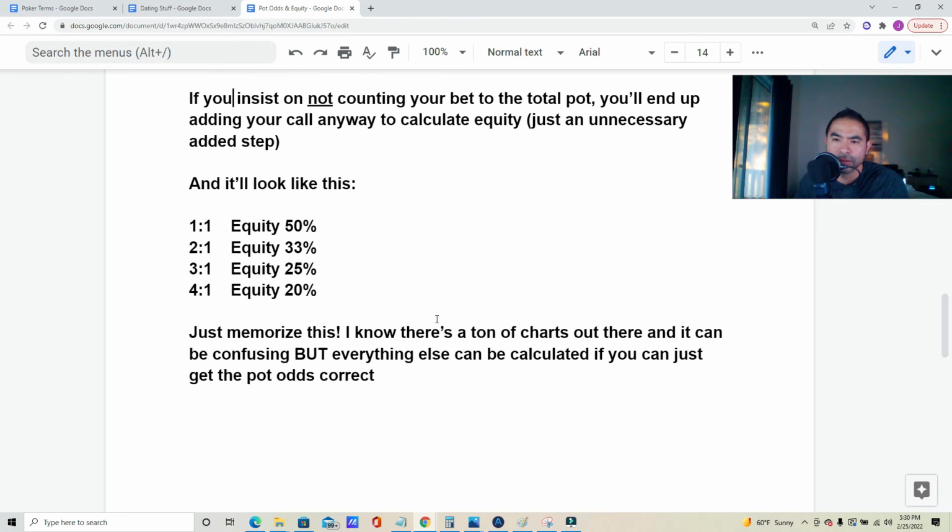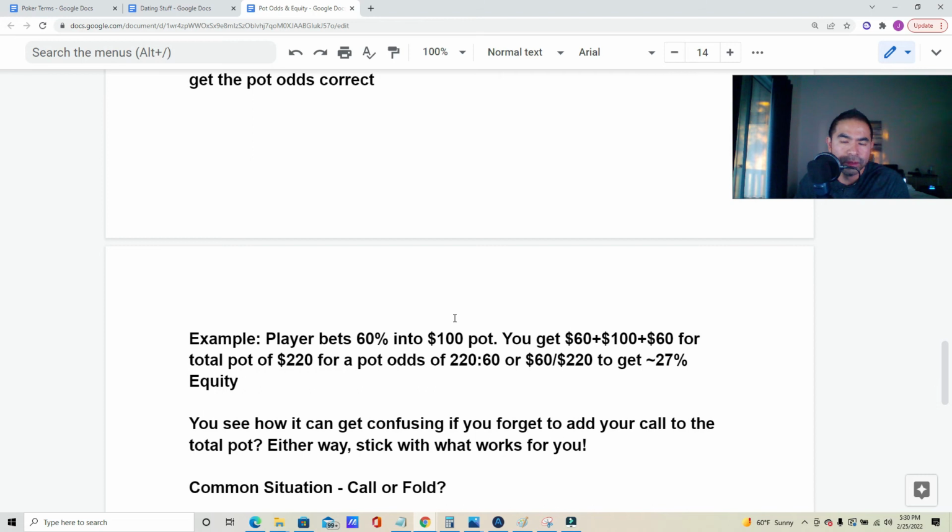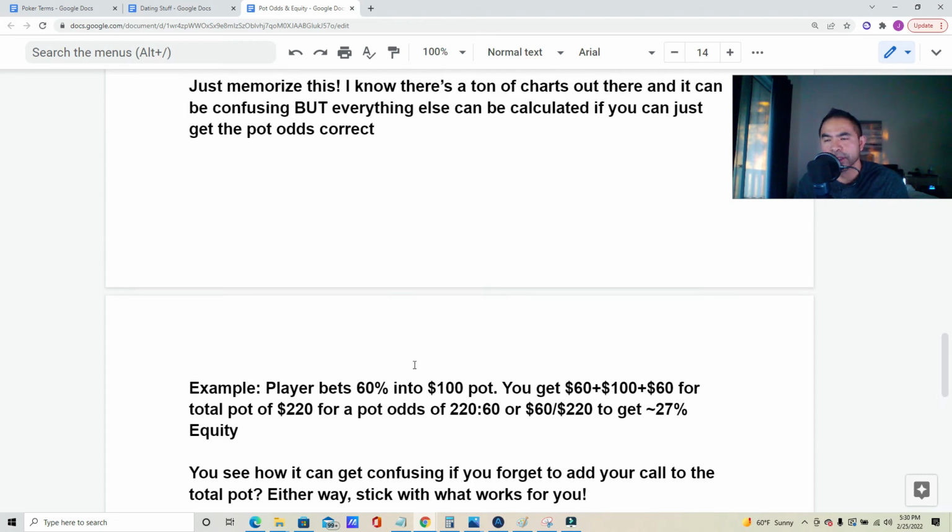So again, the math part, if you like math, this is easy. If you don't like math, just memorize this so you can understand the fundamentals of math and poker, right? So you can focus on everything else. So I have an example here, just another clear-cut textbook example of what I'm saying.